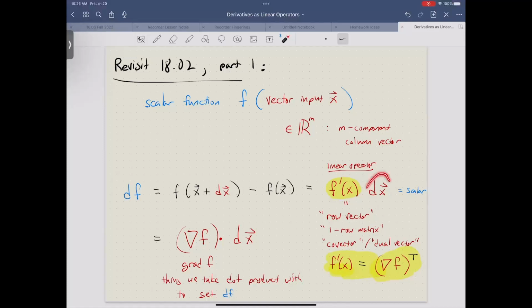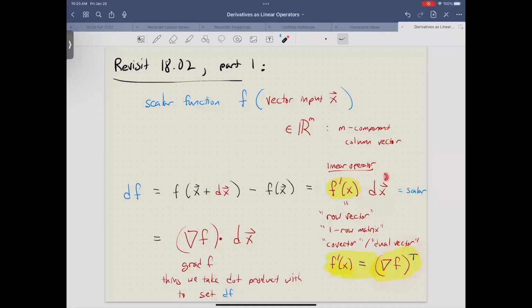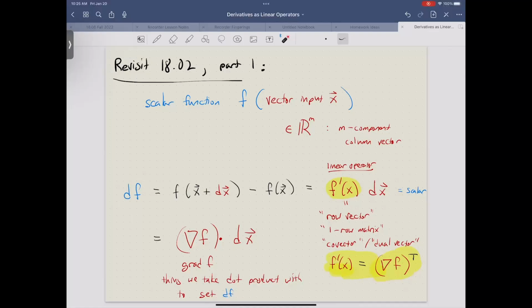There's all sorts of fancy names for it, but it's basically a dot product with something, right? That's the only way to get a vector, do a linear operation, get a scalar. And the thing we're taking the dot product with, we call the gradient. So this df is the gradient dot dx, or equivalently f prime is the transpose of the gradient, the row vector, the linear operator that you act on a column vector dx, and it gives you the df, right? And so this works for ordinary column vectors, and we're going to think of other vector spaces very soon.